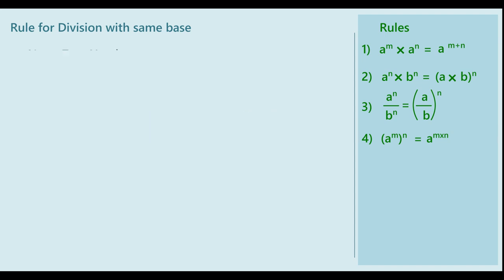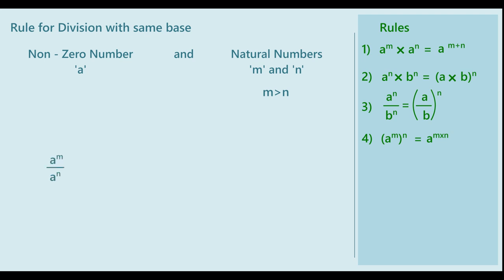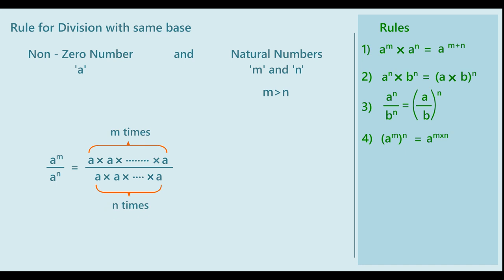In general, for a non-zero number a and natural numbers m and n with m greater than n, we have a raised to m divided by a raised to n is equal to a multiplied with itself m times divided by a multiplied with itself n times. Now, cancelling a from both numerator and denominator n times, we obtain a into a into a written m minus n times, which is a raised to m minus n.